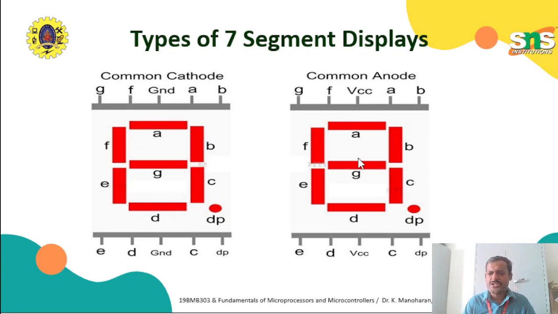In common anode, it is just the opposite. The anode is already connected to VCC. We are only going to give a cathode supply. So for whichever LEDs are to be turned on, I need to give a logic 0. For example, if I want to turn on B and C, I need to give 0 for B and C. And if you want to turn them off, we need to give 1. Just the opposite.